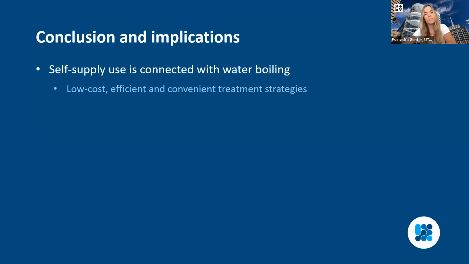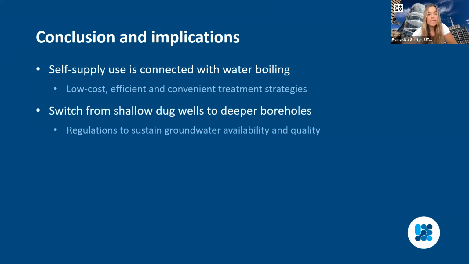So some considerations to support and regulate self-supply towards a safely managed water service can be concluded from this study. Strategies to improve the safety and reliability of self-supply should consider the point of use, including safe household water treatment and its management. To sustain self-supply service long-term, regulations are needed to protect groundwater availability and quality.